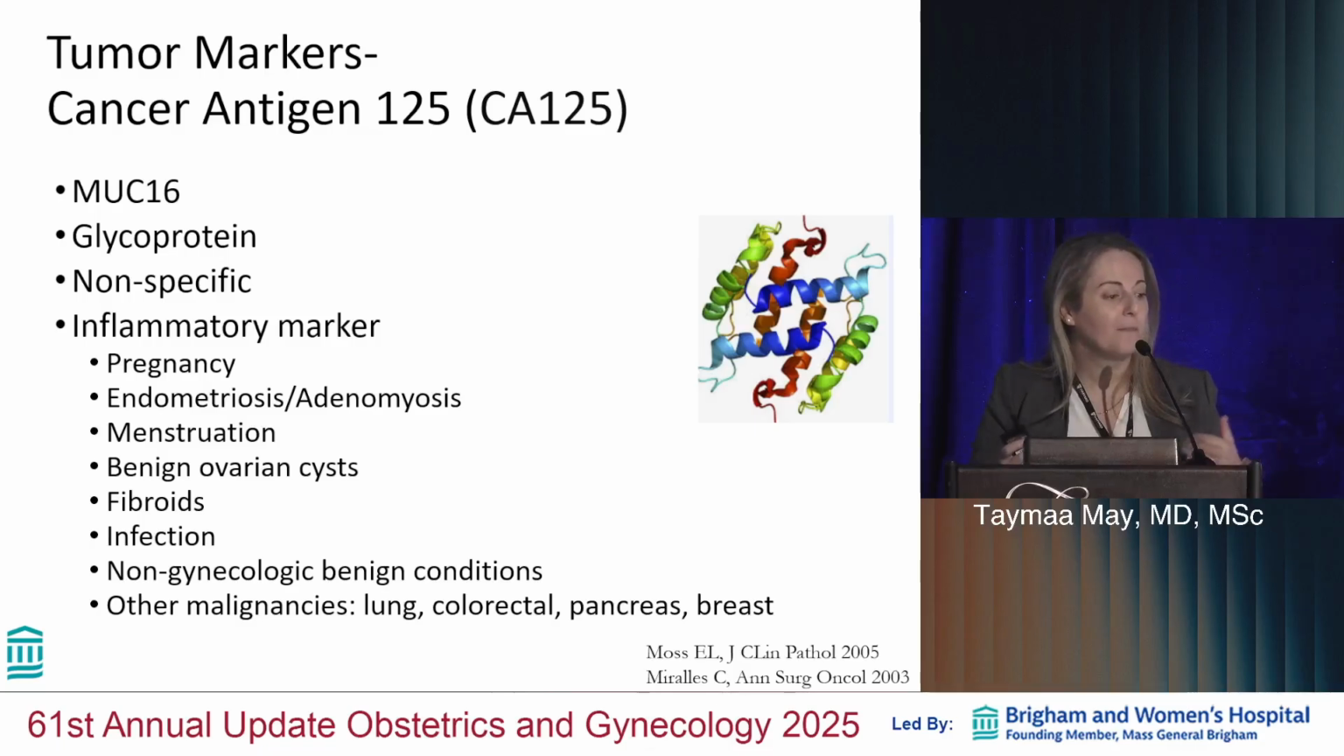CA125 is a glycoprotein. It's called MUC16. It's non-specific. It's inflammatory, and it can be high in pretty much most things that cause inflammation: pregnancy, endometriosis, adenomyosis, menstruation, benign ovarian cysts, fibroids, infection, non-gynecological conditions, and other malignancy. So it's only helpful to have it pre-op so you can monitor it post-op if, in fact, it is a malignant process.